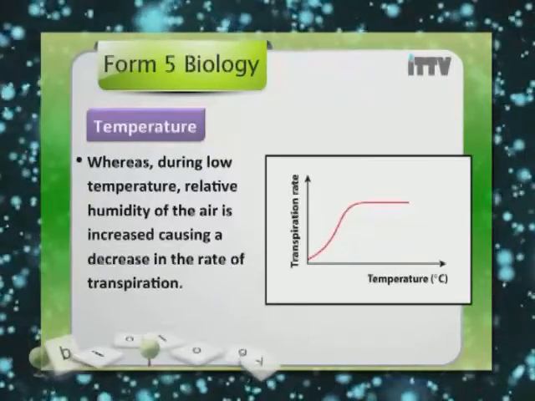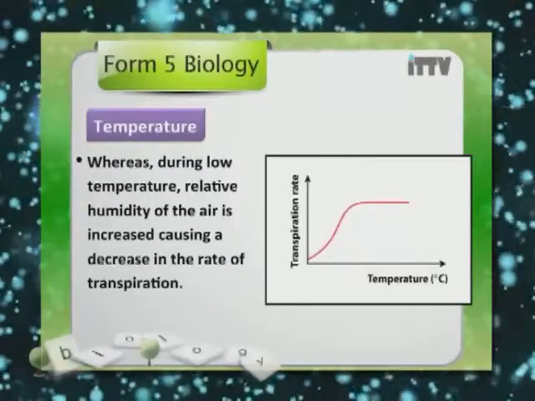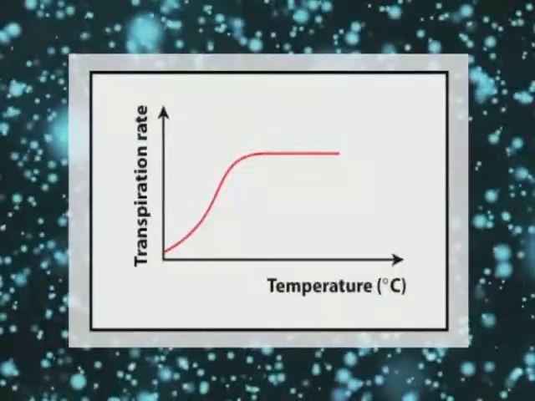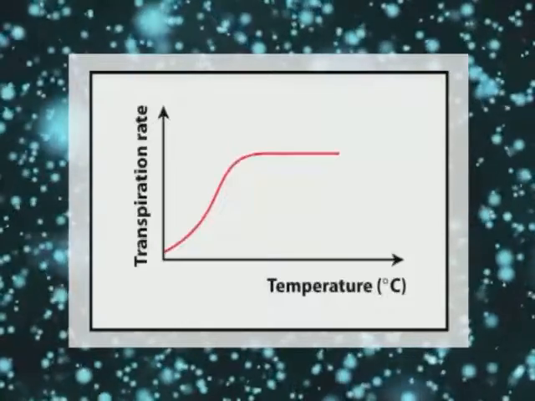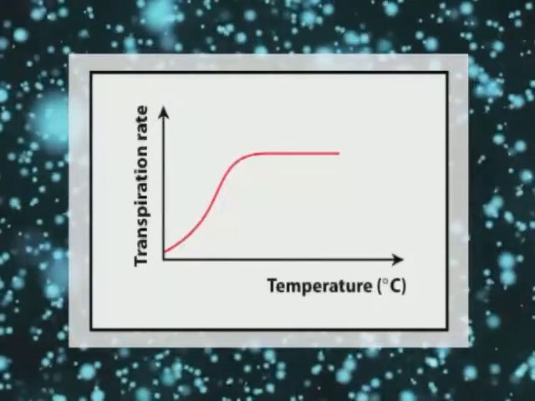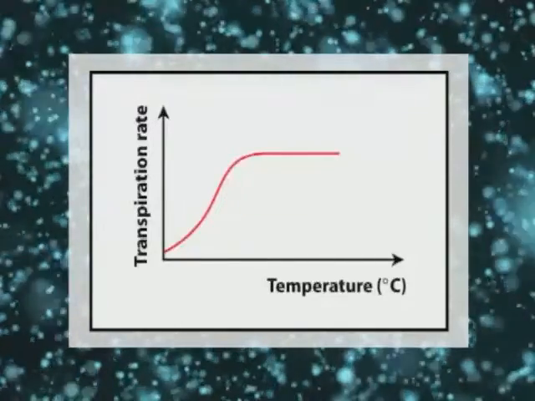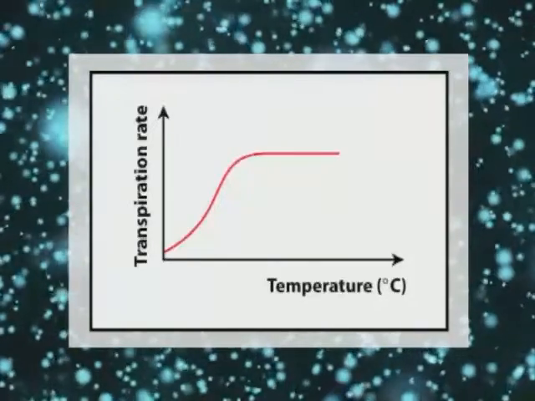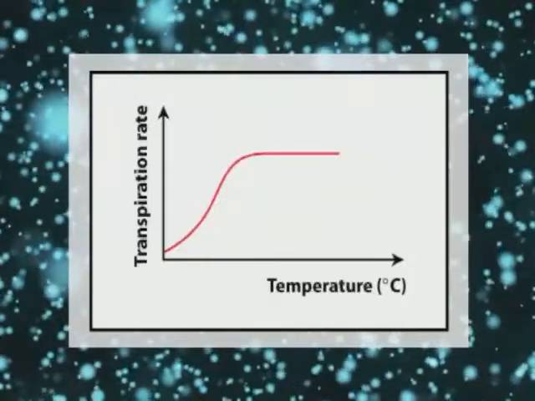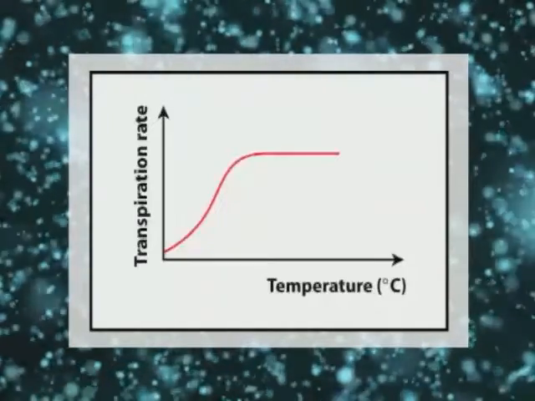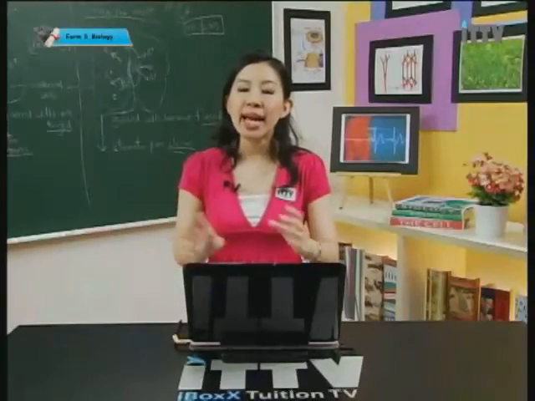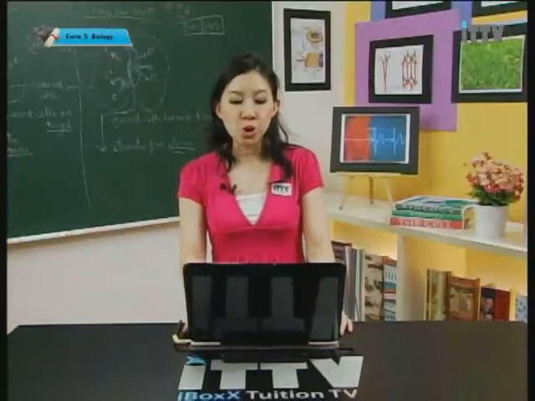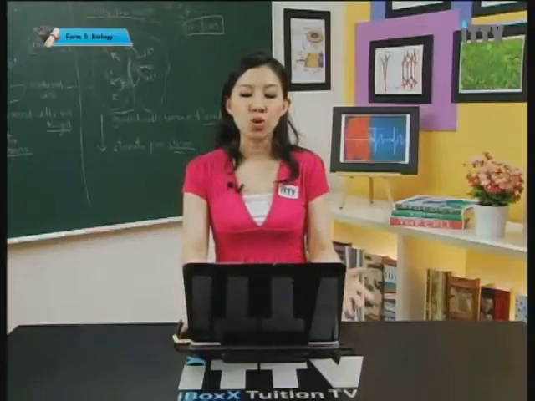Whereas, during low temperature, relative humidity of the air is increased, causing a decrease in the rate of transpiration. So if you refer to the graph, as the temperature increases, the transpiration rate increases, but not proportionately, and up to a certain temperature, transpiration rate becomes constant, as you can observe from the graph that plateaus at a certain temperature. Of course, we all know that increase in temperature will increase the kinetic energy of the water molecules. They will vibrate more, and therefore they will be able to move faster through the stomata.